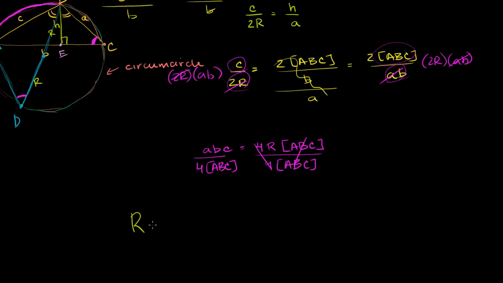The radius of, or we could call it the circumradius, the radius of this triangle's circumscribed circle is equal to the product of the sides of the triangle divided by 4 times the area of the triangle. That's a pretty neat result.